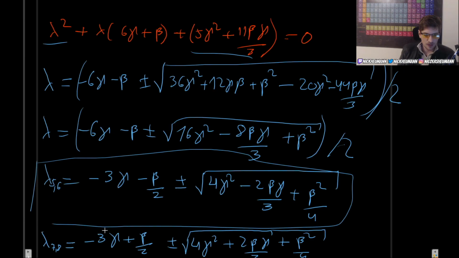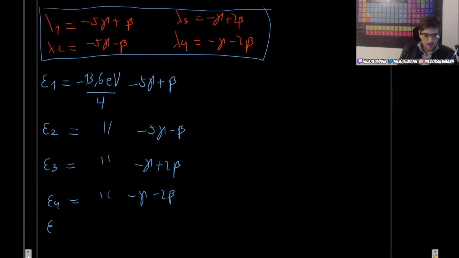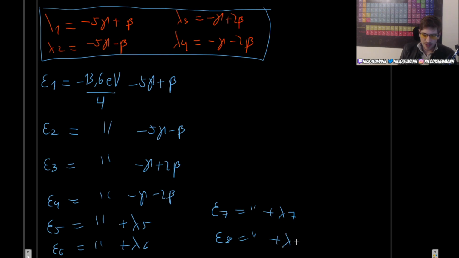And then we need to go to these two. And then, well, you can see these equations. So our energies, wait, where was I writing them down? Here. So E5 would be the same thing, but plus lambda 5. E6 would be the same thing plus lambda 6. E7 would be the same thing plus lambda 7. And E8 would be the same thing plus lambda 8. And there we go. We just found all of the energy levels that we wanted. And yeah, it was quite a task, but we did it.